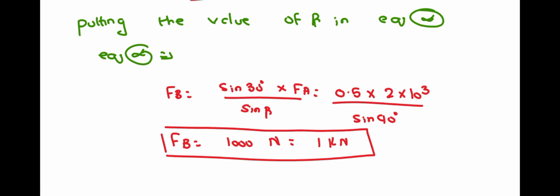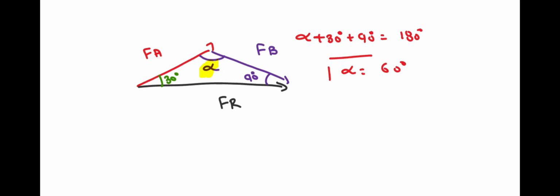Now our first step is completed. Our second step is to find out the value of resultant vector, and for that we have to apply the law of cosine. This is basically our diagram, and we know that the value of beta, which we already found out, is nothing but 90 degree. Now, what about the value of alpha here? We know that the total summation of angles in a given triangle is 180 degree. So alpha plus 30 degree plus 90 degree is equal to 180 degree. So alpha is nothing but 60 degree. So the angle between the FA and FB is nothing but 60 degree.